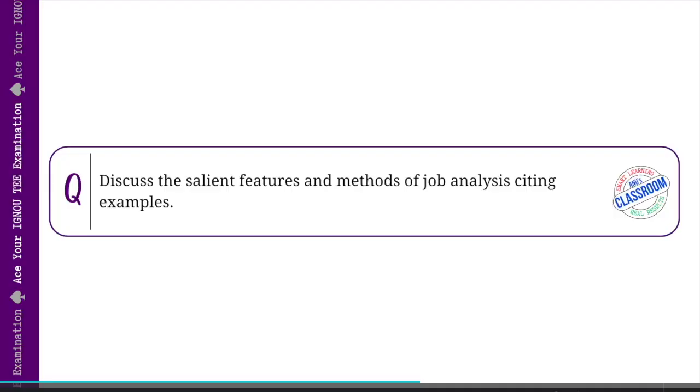So, what are the key features of this job analysis? First of all, it is objective. It focuses on the job and not the person who is doing it. Second, it is comprehensive. It covers all the duties, the responsibilities, and skills that are required to successfully complete the job. And third, it is flexible. You can adapt job analysis depending on the job or industry. Fourth, it is a continuous process. Jobs evolve, especially with new technology or market changes.